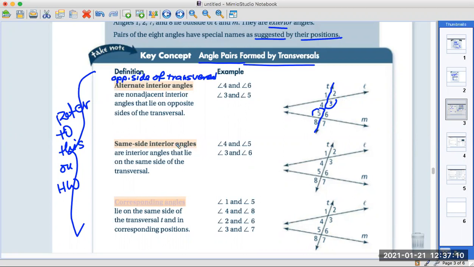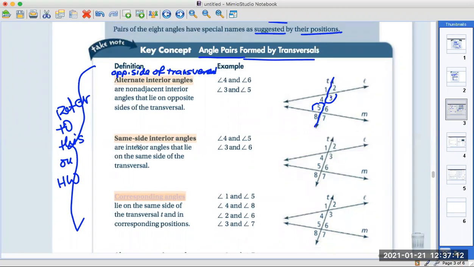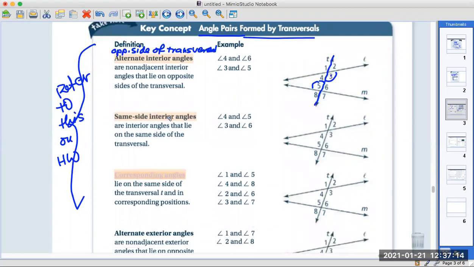Same side interior angles are on the same side of the transversal on the inside. So 4 and 5 are on the same side of the transversal on the inside. Same with 3 and 6. They're on the same side of the transversal, which I made blue, between the two lines: same side interior.